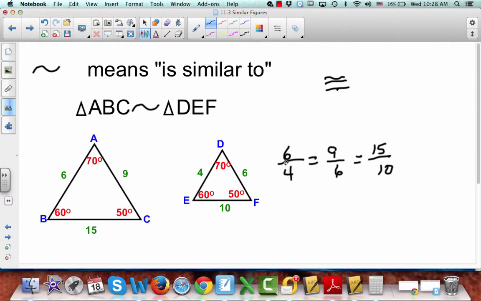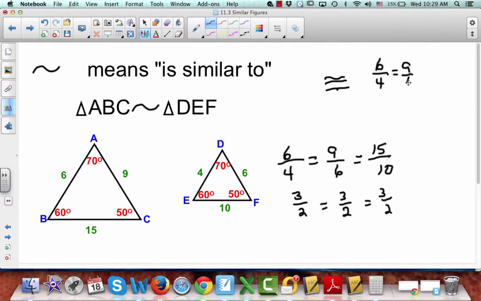First way I'm going to show you is just reduce these to their simplest form. 6 over 4, both of them are divisible by 2, so that gives us 3 over 2. 9 and 6 are both divisible by 3, and 3 goes into 9 3 times, and 3 goes into 6 2 times. And finally we've got 15 and 10, both divisible by 5, so that gives us 15 divided by 5 is 3, and 10 divided by 5 is 2. So you can see that all three of these have the same proportion, which means that these two figures are similar.